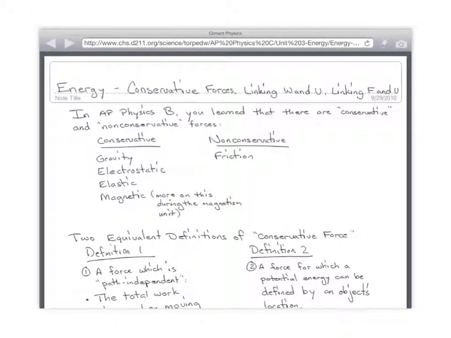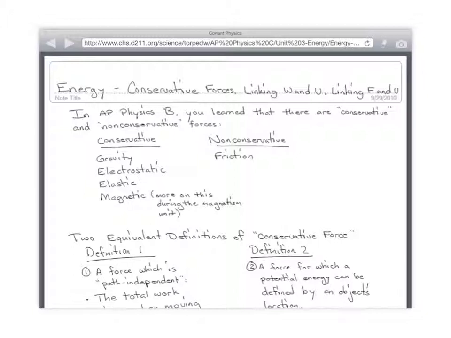Today we're talking, well, actually, raise your hand if you remember from last year the difference between a conservative force and a non-conservative force. Hands down. Raise your hand if you have any idea of these words of which I am speaking. Not really, right? Good job. Thanks. All right.